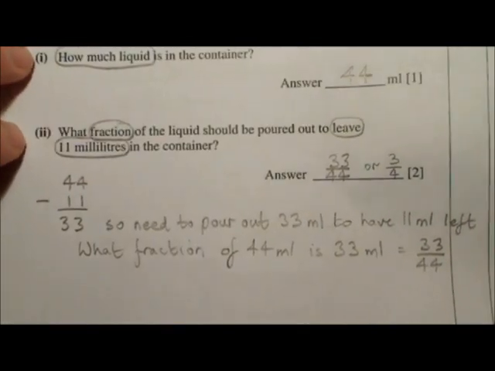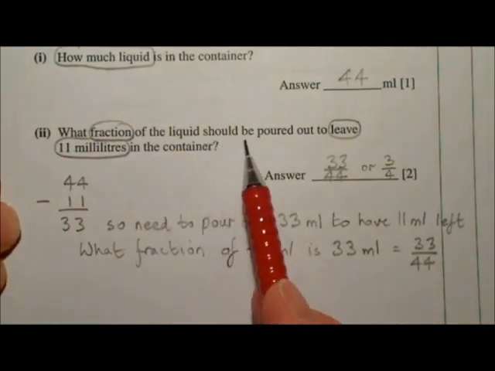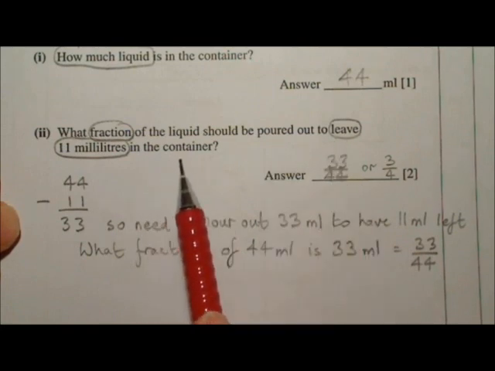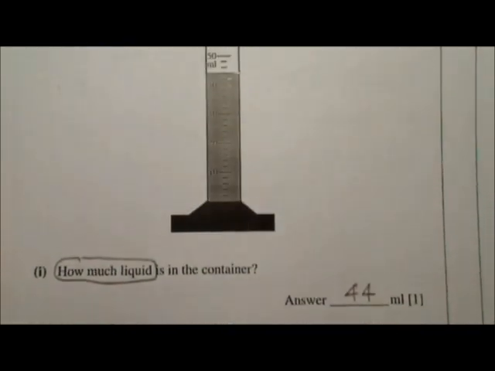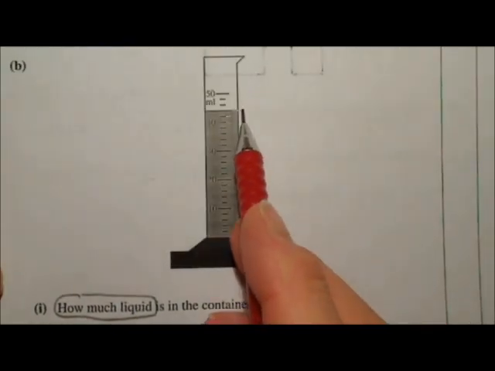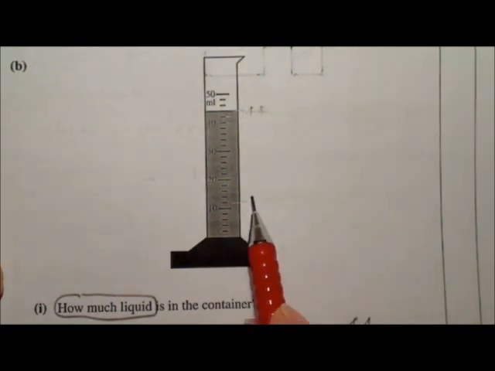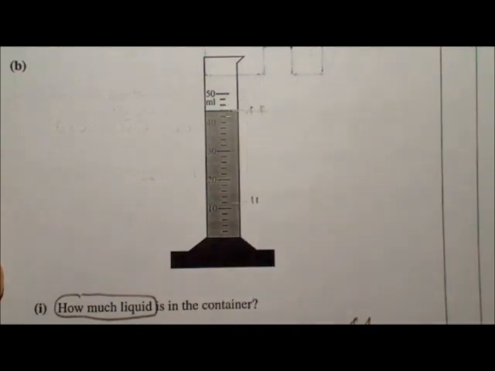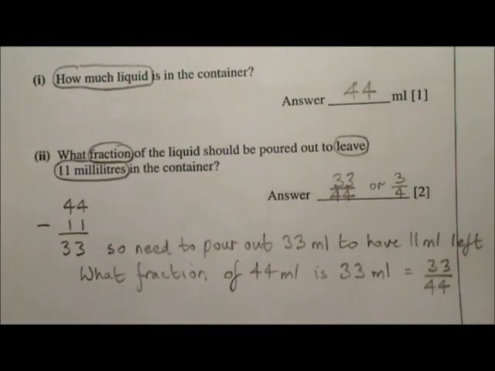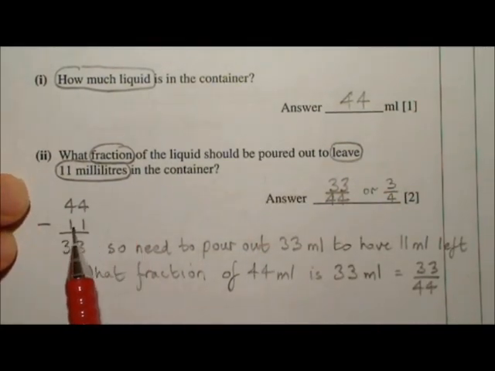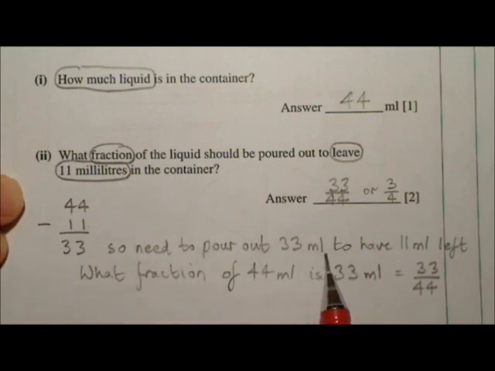And finally, the last bit down here is what fraction of the liquid should be poured out to leave 11 milliliters in the container. So effectively what they're saying is they want to reduce the level from here, which is 44, down to here, which is 11. So we need to work out how much liquid has to be poured out to leave 11 milliliters in the container. So it's 44, take away 11 is 33. So we need to pour out 33 milliliters so that we've got 11 left.